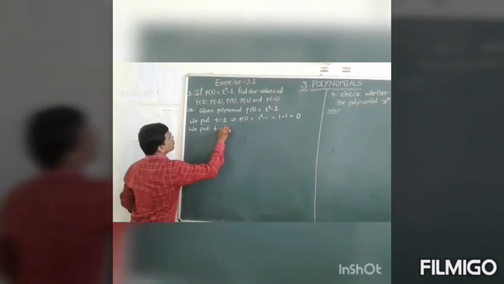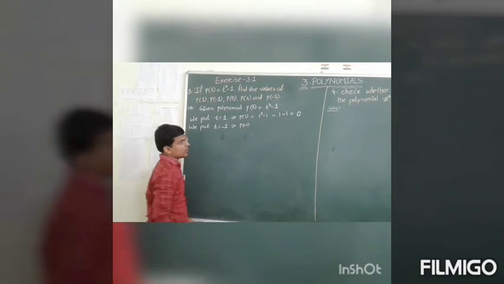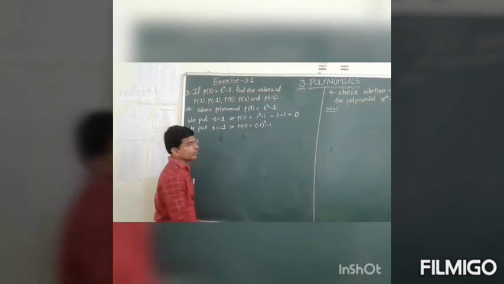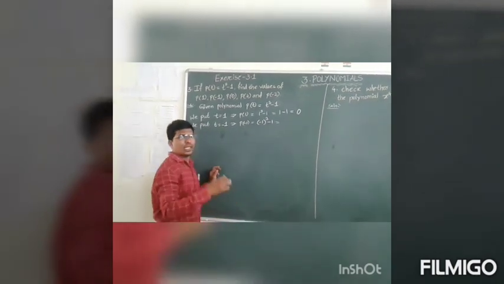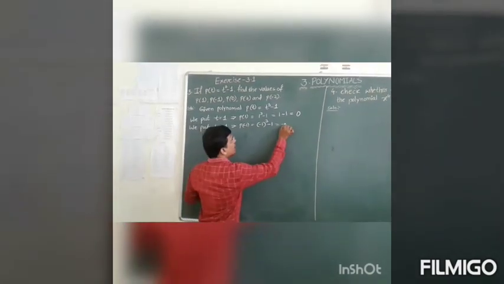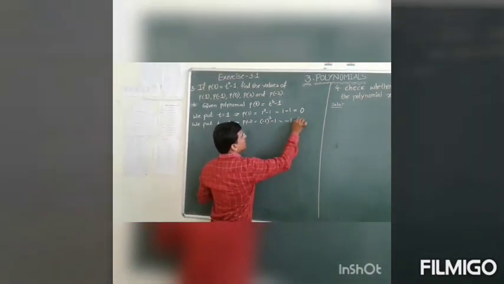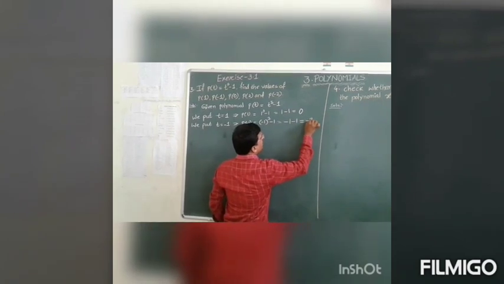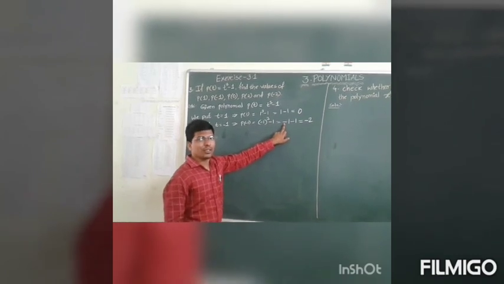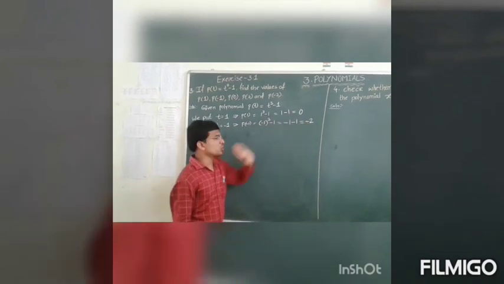Next, if we put t is equal to minus 1, that means P of minus 1 is equal to minus 1 whole cube minus 1. So minus 1 into minus 1 into minus 1. Minus into minus is plus, plus into minus is minus. 1 into 1 into 1 is 1. So minus 1 and this minus 1. Minus 1 minus 1, how much? Minus 2. When we have both the same signs, we have to add them. So minus 1 plus minus 1 means minus 2.